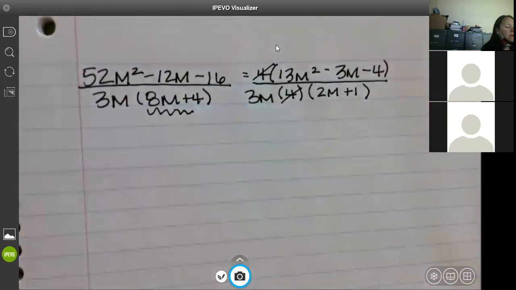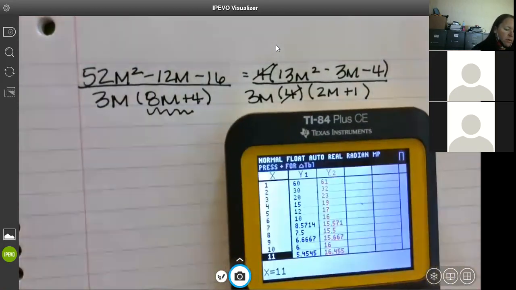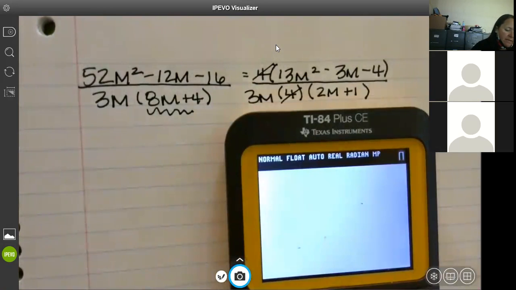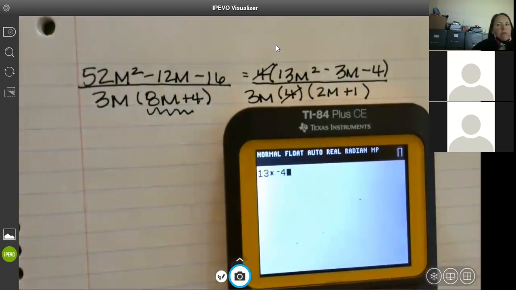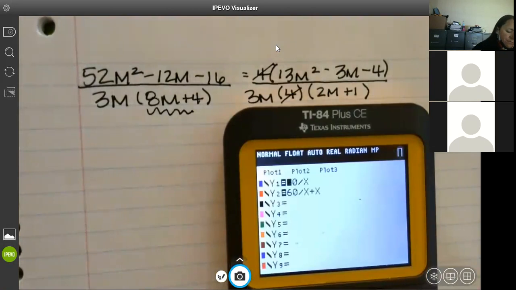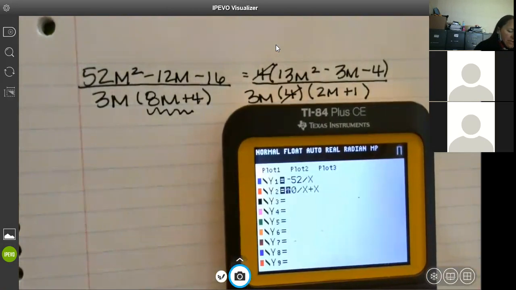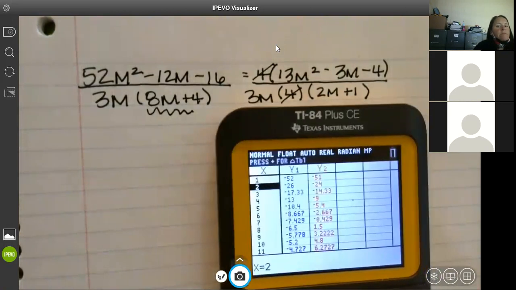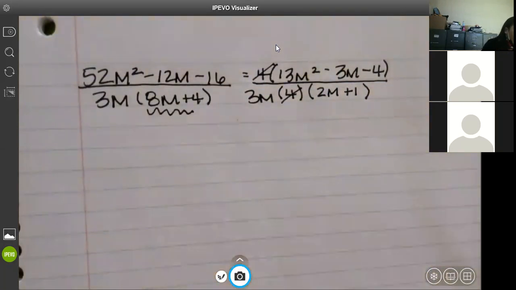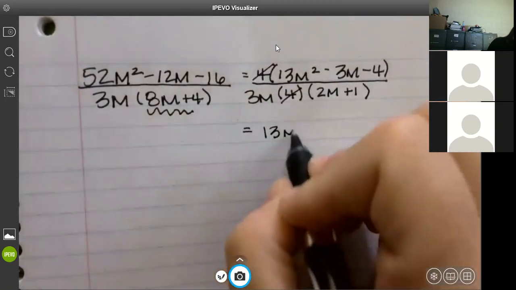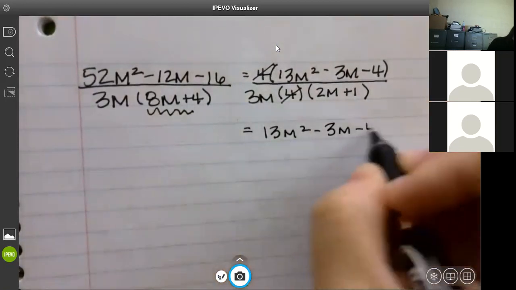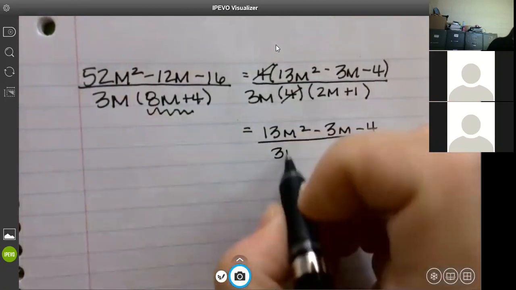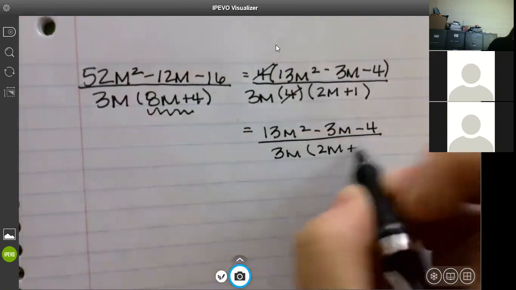And then I want to see if I can factor that 13m squared minus 3m minus 4. So again, I'm lazy. 13 times negative 4 is negative 52. Do I have factors of negative 52 that add to negative 3? Yes or no? No. So my final answer is 13m squared minus 3m minus 4 over 3m times 2m plus 1.